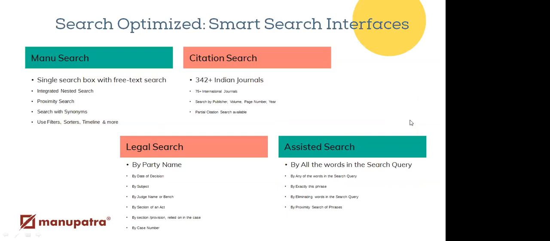These are the four search interfaces that we offer on Manupatra. The first is Manu Search. Essentially, whenever you have a legal research proposition or any kind of query for that matter, even if you have it in your general life, you would go to Google and search. So for legal research, Manu Search is your alternate. It offers you a single search box with free text search. So whatever query, whatever proposition you have, you can just type it there and run the search.